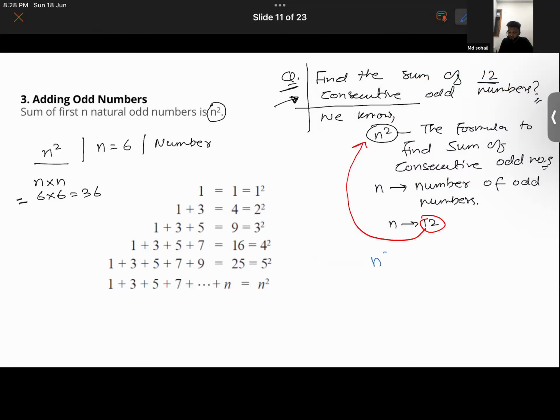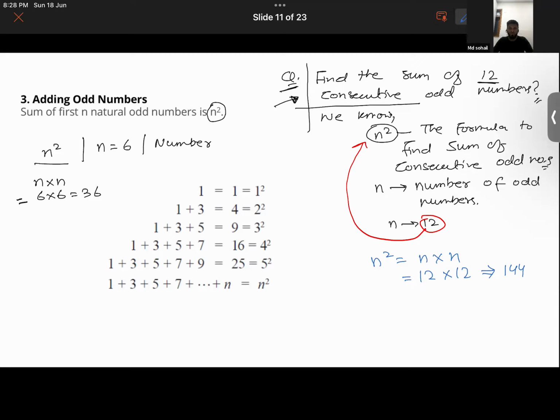So it's going to be n square, that means n multiplied by n. That is 12 multiplied by 12. That gives you how much? 144. Right, guys? That was the correct answer. Okay, that's how you are supposed to do it.